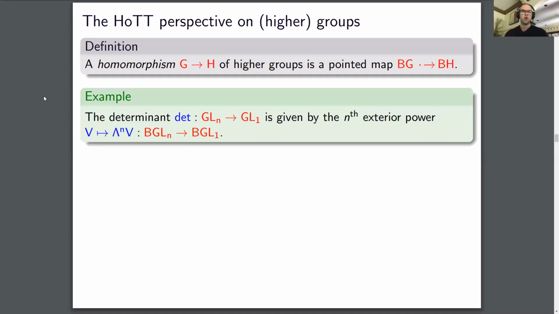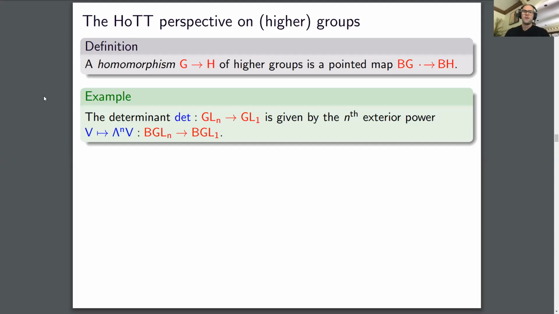How do we represent the determinant in the homotopy type theory perspective? Well, we should understand what GLn is from the homotopy type theory perspective. By definition, I'm going to take our base field to be the real numbers. By definition, GLn is the linear symmetries of the affine n-space R^n with a base point. So in other words, we take the vector space R^n and we look at its symmetries. So we can take BGLn to be the type of n-dimensional vector spaces.